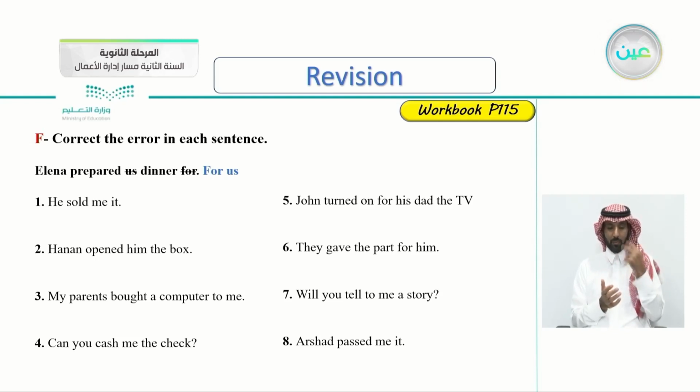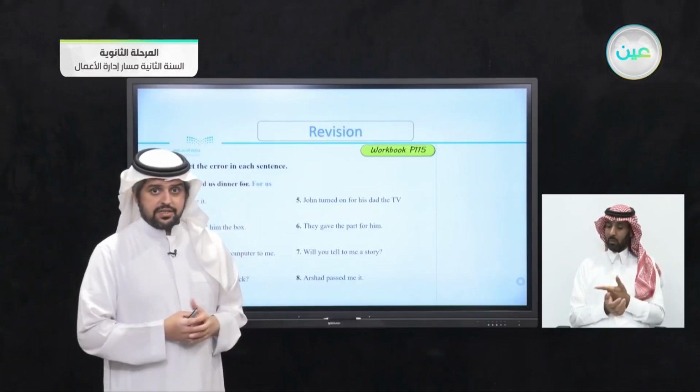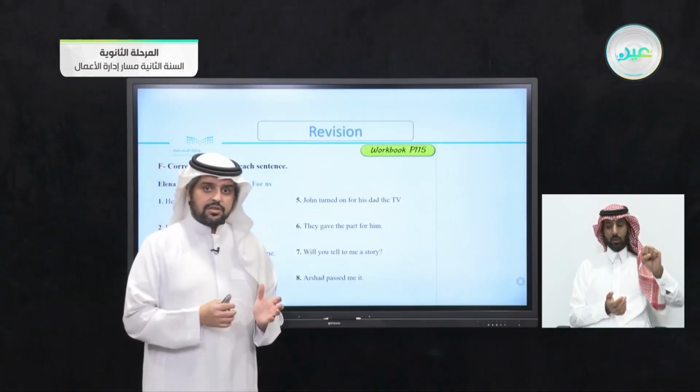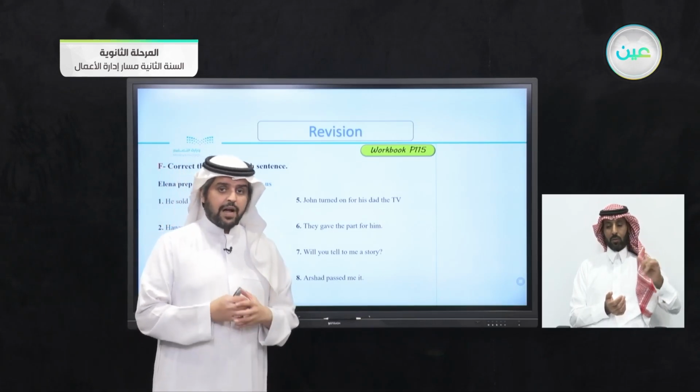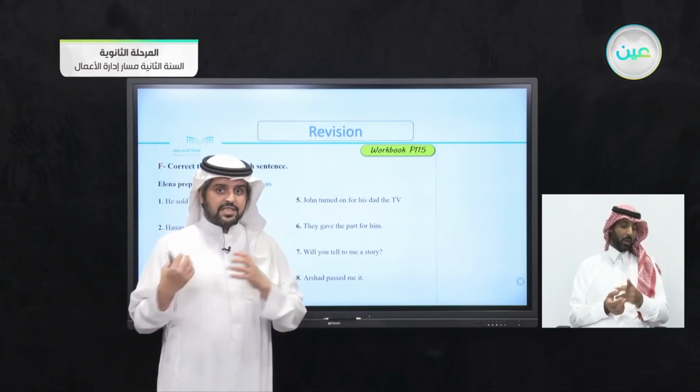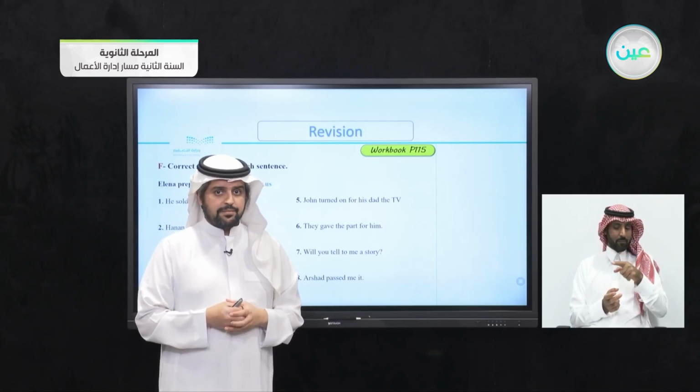Elena prepared us dinner for. So it's: Elena prepared dinner for us. So the first one is already done. So let's begin with number one. He sold me it. Of course, this is a wrong sentence. There's an error here. How do we correct this wrong sentence?